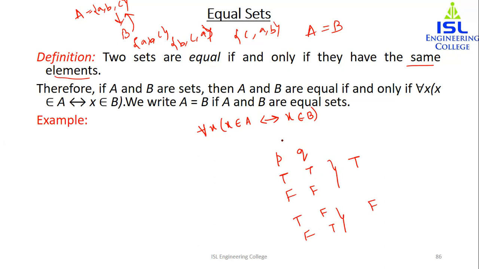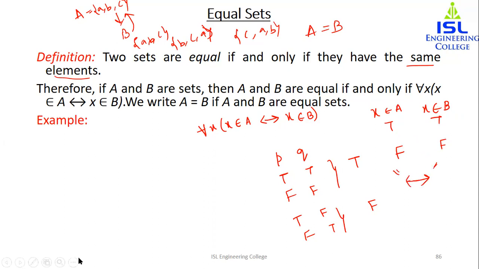Now, if x belongs to A is true and x belongs to B is true, that means x is in both A and B. Similarly, if x belongs to A is false and x belongs to B is false, that means x is in neither A nor B. That is the reason we are using the connective of bi-implication. Because if x is in A, it should be in B. If x is not in A, then it should not be in B. So if you want to check for equal sets, you always have to check with the connective bi-implication.